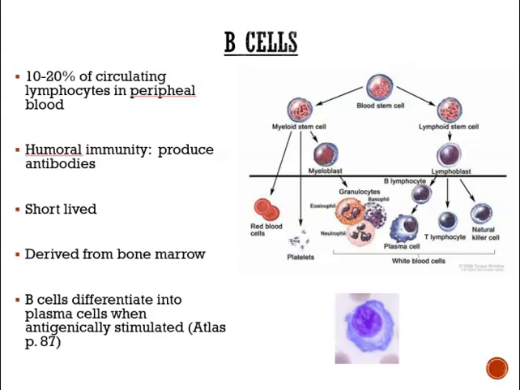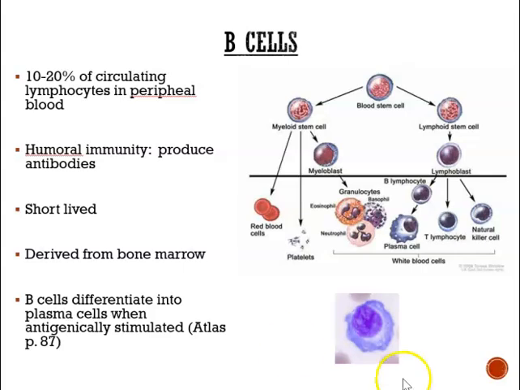And you might want to look on page 87 in your atlas at a picture of a plasma cell. But again, we're on this lymphoid side, and we just talked about the T cells, but the B cells can go on and mature into plasma cells. And this is what you're looking at right here. This is a plasma cell. They come from B cells.